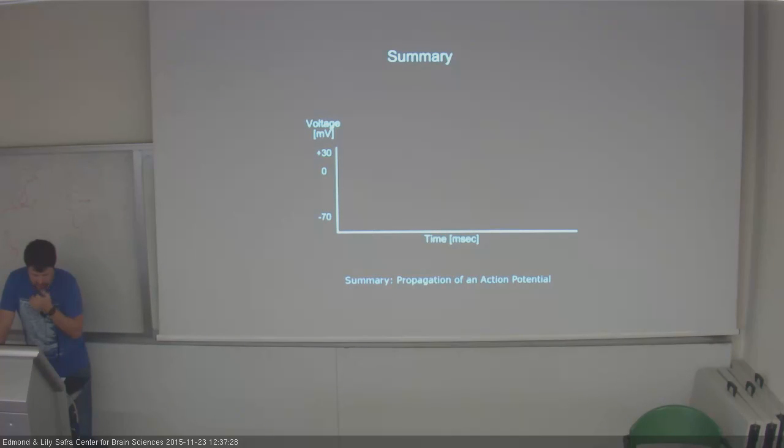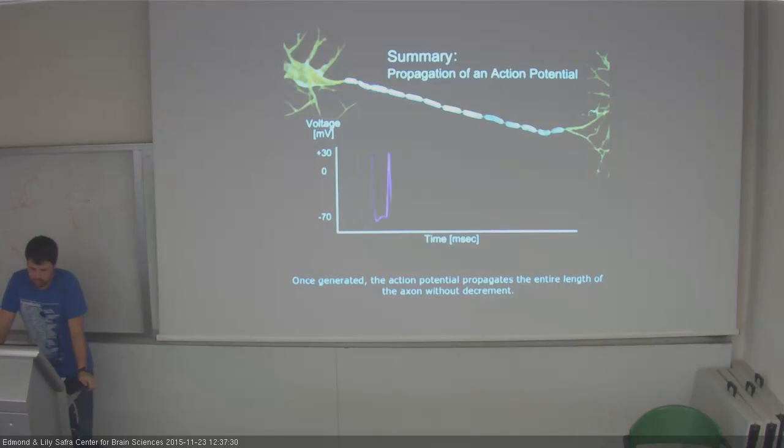Summary: propagation of an action potential. Once generated, the action potential propagates the entire length of the axon without decrement.